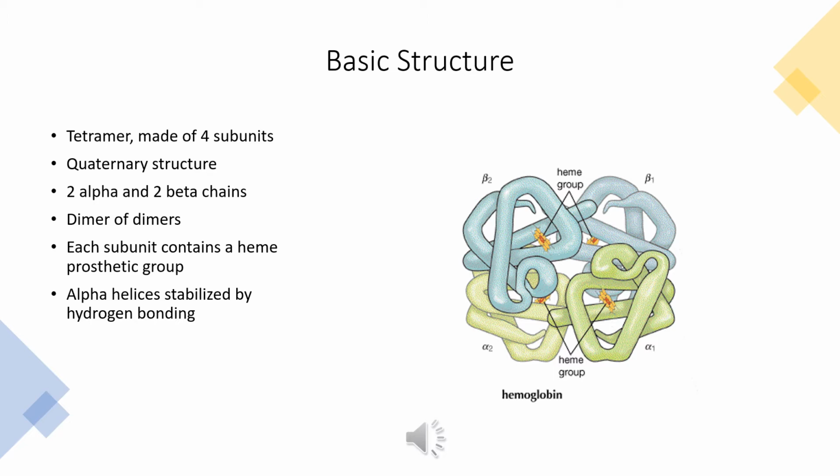There are 2 different polypeptide chains in mature adult hemoglobin. They are called alpha and beta chains. The alpha chain is 141 amino acid residues in length, and the beta chain is 146 amino acid residues in length. Because hemoglobin has 2 alpha and 2 beta subunits, it has been called a dimer of dimers.